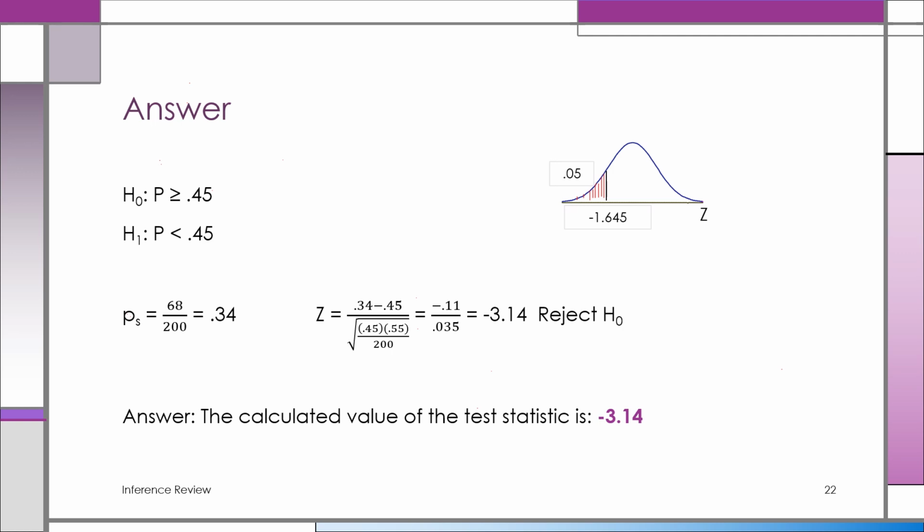From the data, the sample proportion, 68 over 200, is 0.34. The calculated value of the Z statistic is negative 3.14, which is more negative. It's less than, and further into the region of rejection than, the critical value of negative 1.645. So we have no choice. Reject the null hypothesis. And to answer the question, the calculated value of the test statistic is negative 3.14.